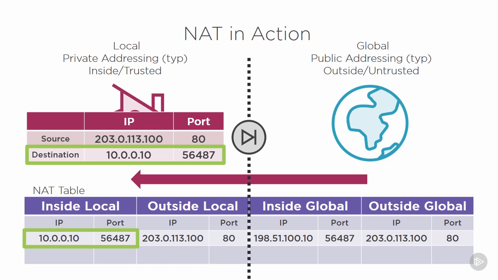So much like we're keeping the state of the TCP session in our TCP state table, with NAT we're keeping a network address translation table that maps what our local packet looks like, maps what our global packet looks like, and then allows us to translate between one and the other.